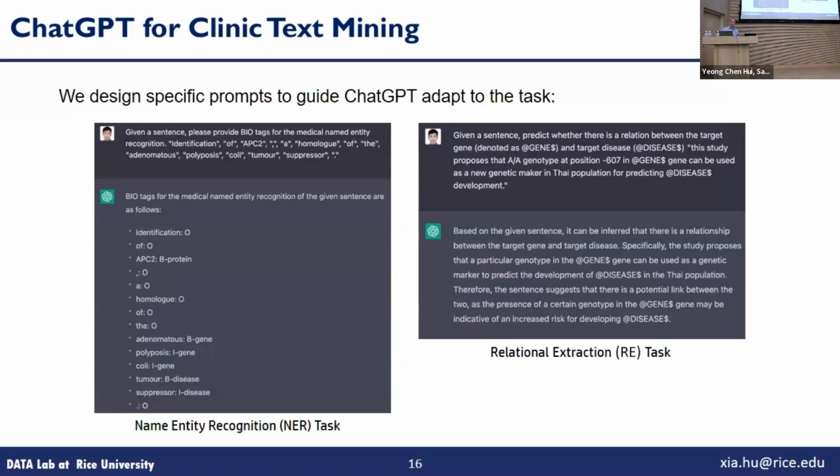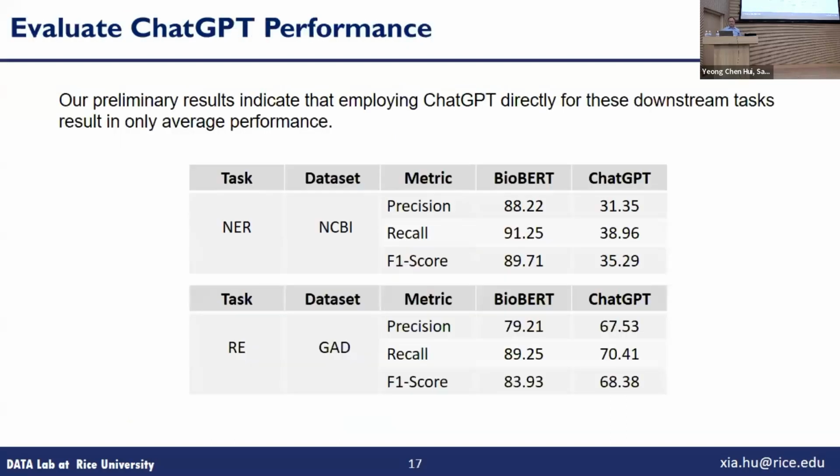An intuitive way of using ChatGPT would be, hey, how about we ask ChatGPT to identify those entities or relations? That's why my students tried careful prompt engineering to see whether ChatGPT could be used to directly tackle the problem. Here we show examples of using ChatGPT for the NER task and the relation extraction task as well. Unfortunately, we didn't get very good results. We also conducted some very scalable experiments to better understand ChatGPT's performance on the NER task and the RE task on two data sets, NCBI and GAD, respectively.